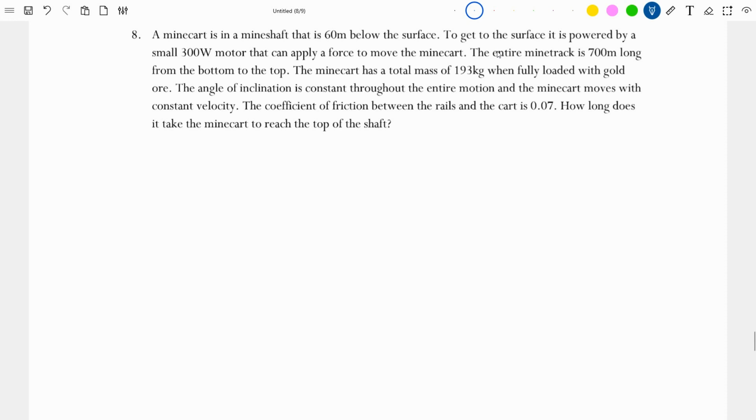Angle of incline, so it's an inclined plane. It moves at constant velocity, that's nice. Coefficient of friction between the rails and the cart. Hey, that's that rolling resistance I was talking about before, but I'll just treat it like conventional friction. How long does it take? So we're looking for a time here. Okay, got it. So in my head, I now have kind of a visualization of approximately what's going on. I will now try to draw it.